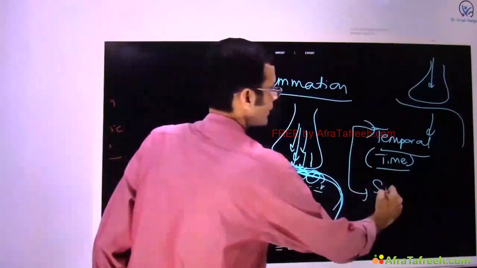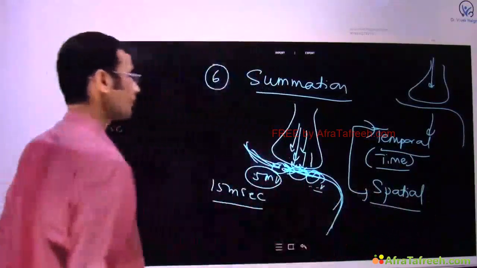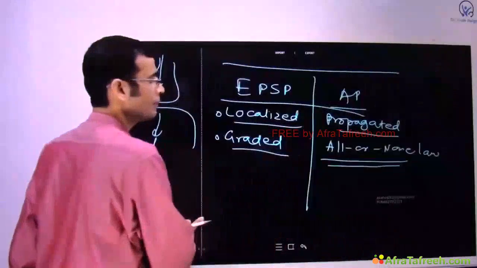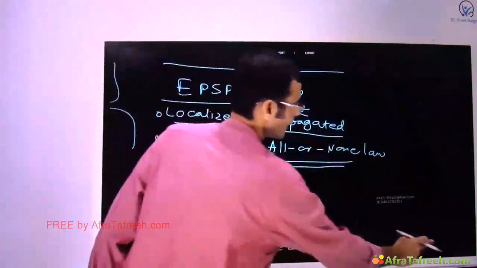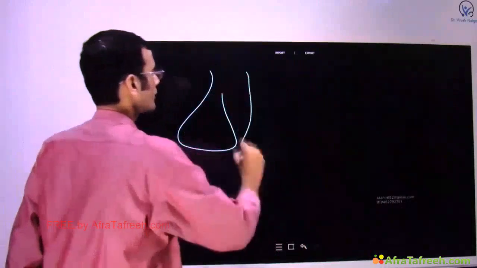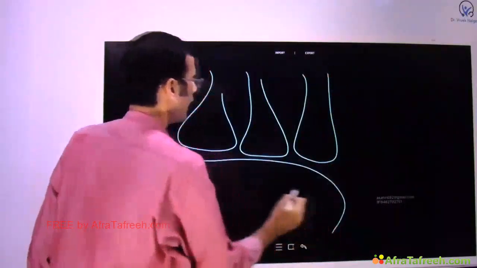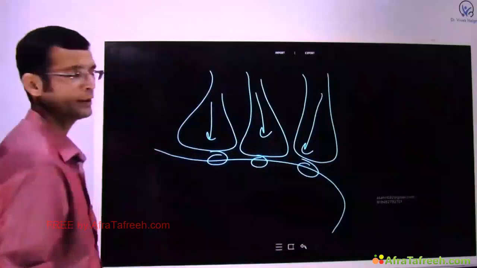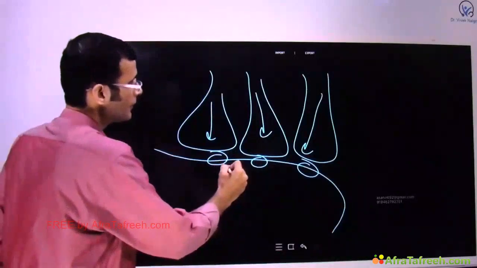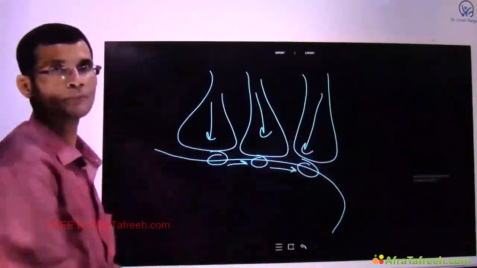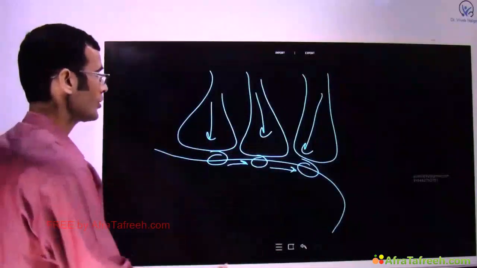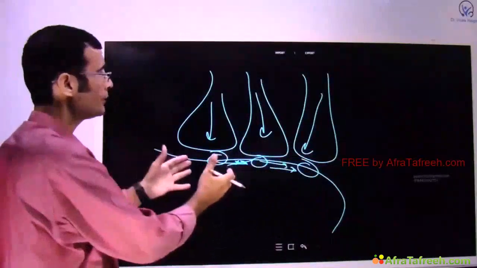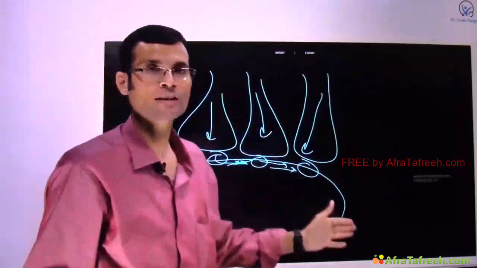The other type of summation is spatial summation. Spatial means space. So imagine this, there are 3 neurons and they create EPSPs over the 3 points on the postsynaptic membrane. Then the EPSPs generated over this entire space will be summated, and that's called spatial summation, because there will be a passive flow of currents on this space and those EPSPs will get added. That's called spatial summation.